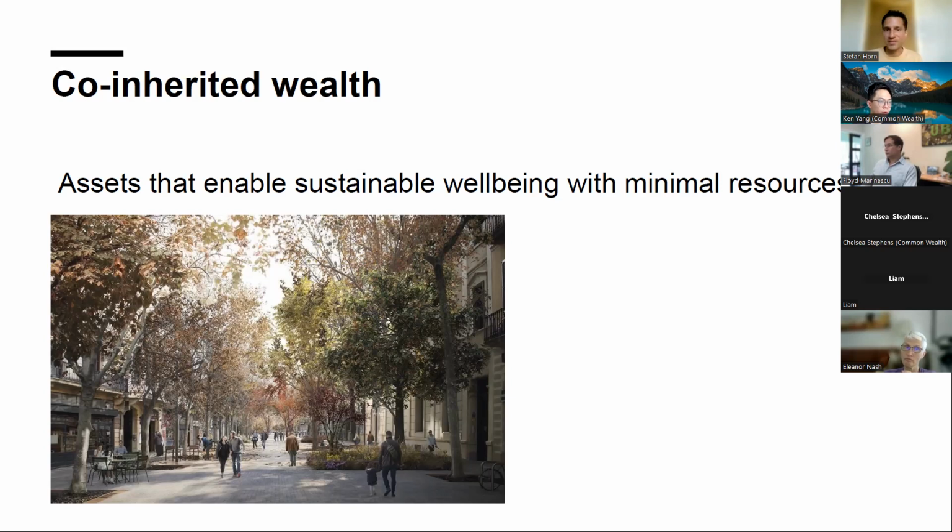So we want to create assets that enable sustainable well-being with minimal resources. And these assets, of course, already exist in the form of all the land, and it goes beyond that. You can include cultural capital, knowledge, scientific knowledge, and including houses. Of course, houses depreciate, but most people in London live in houses that are much older than the mortgage that financed it.